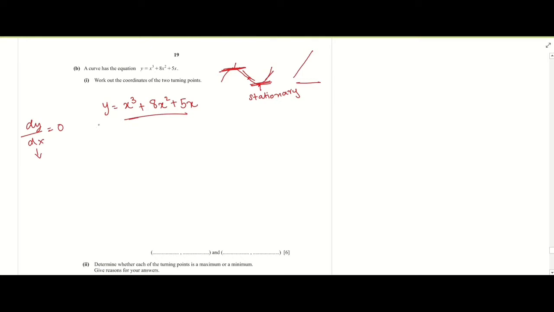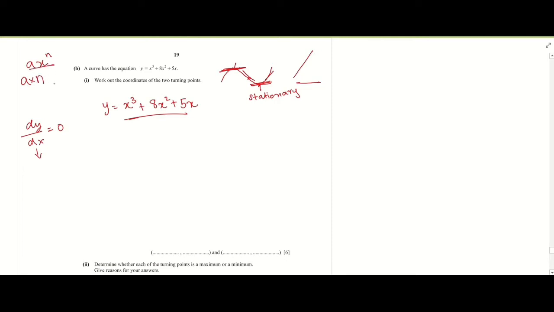So how would you do that? First of all, I would like to write a general rule over here. Imagine if you have ax raised to n, where a is a constant. If you want to differentiate this, a will stay because it's a constant. It will be multiplied by the power of the x.